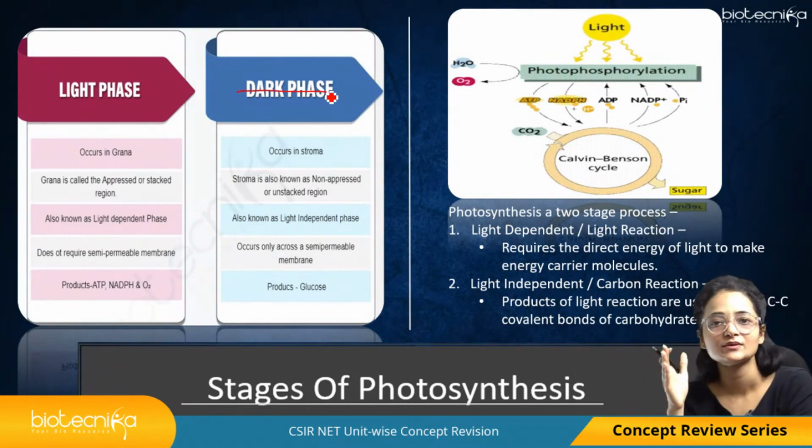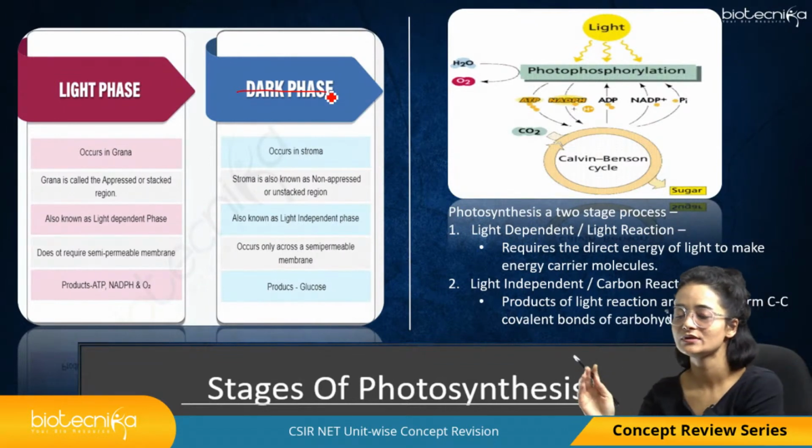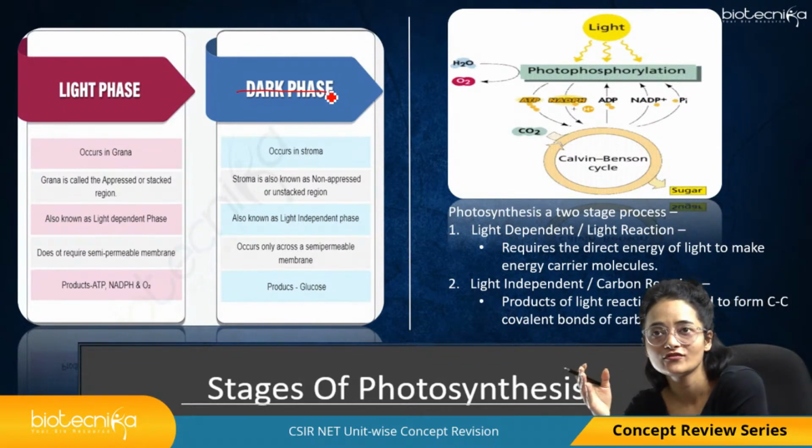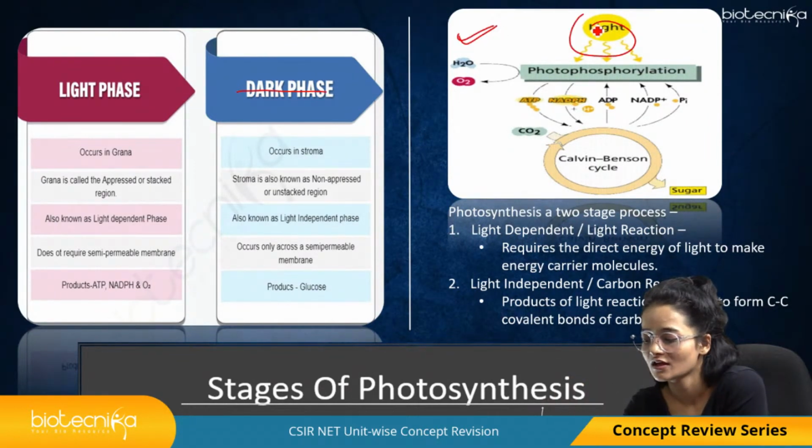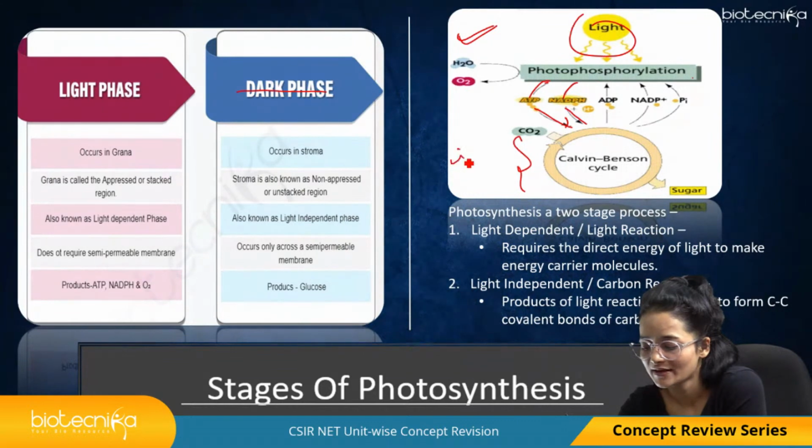So what is the major difference between both of these stages? It is given here. Firstly, we'll watch the overview of this photosynthesis reaction, right? Light is falling here and photophosphorylation takes place. Water is split and oxygen is evolved, and the ATP and NADPH that are generated here are utilized in the light independent reaction, where the Calvin cycle plays a role and carbon dioxide fixation takes place, right?